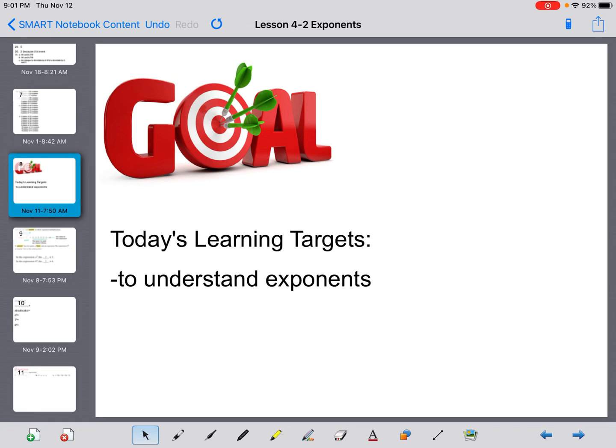Hey! Today is the day that we talked about on about the third or fourth day of school when we were doing order of operations, and we temporarily skipped exponents until today. Lucky you! Today's the day. Our goal is to understand exponents.